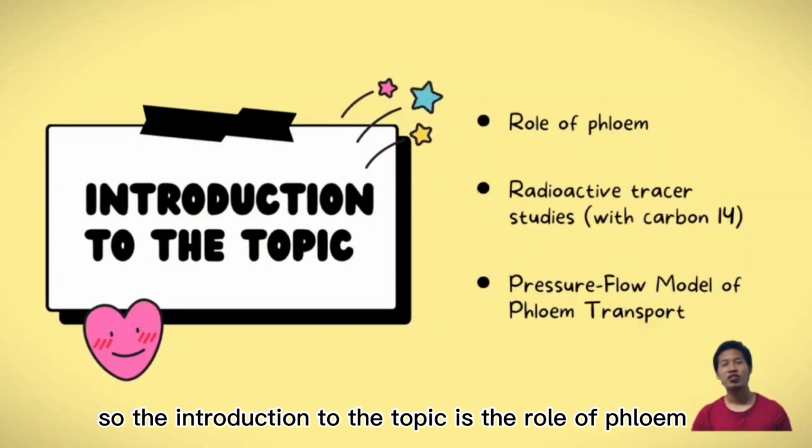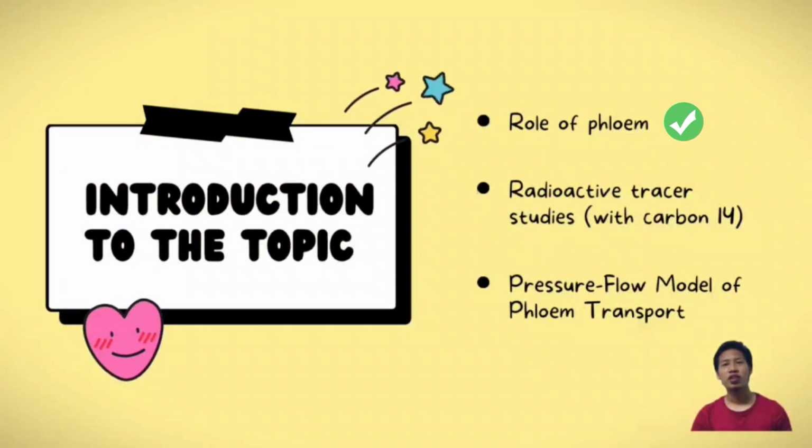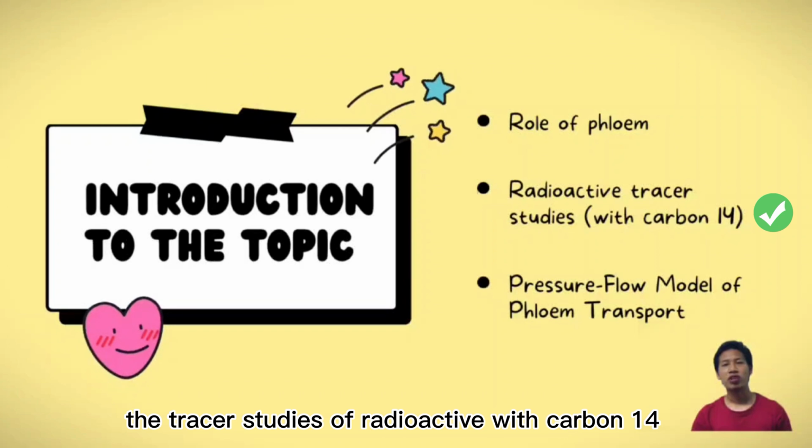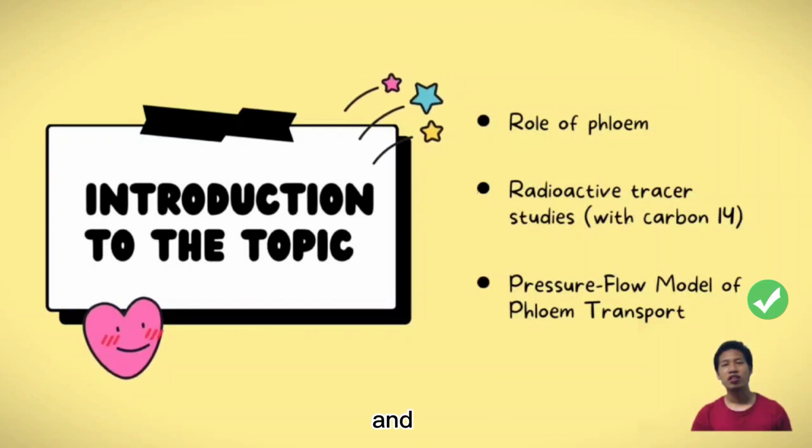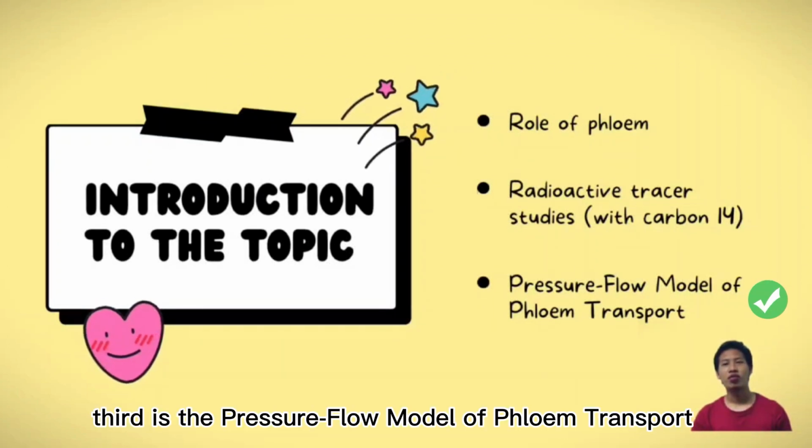Today we are going to learn about organic nutrient transport, which is a transport mechanism in plants. The introduction to the topic is the role of the phloem, the case study of radioactive carbon 14, and the third, the pressure flow model of phloem transport.